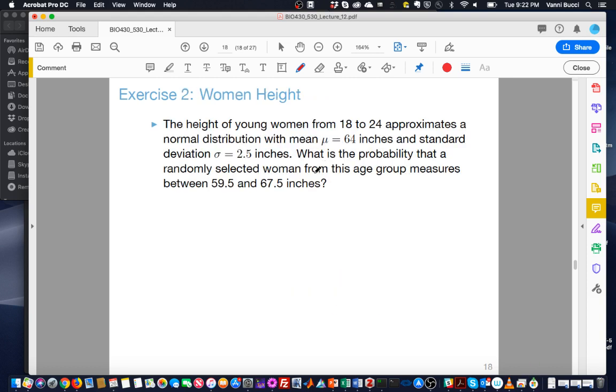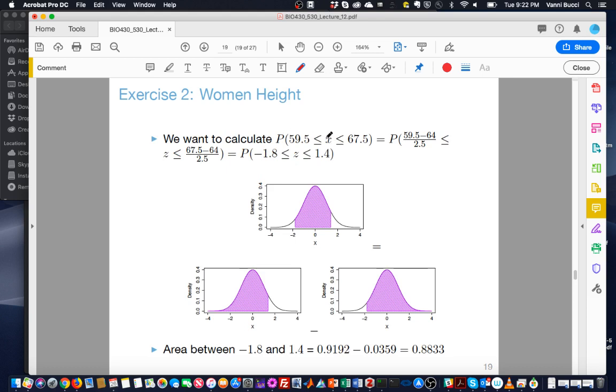Great. So a second example, the height of young women from 18 to 24 years old is about normally distributed with a mean of 64 inches and a standard deviation of 2.5 inches. What is the probability that if I select a woman at random within this age range, her height is between 55.5 and 67.5 inches? So the probability that x is between 55.5 and 67.5, transformed into z-scores, is equal to the probability that z, my standard score, is between minus 1.8 and 1.4.